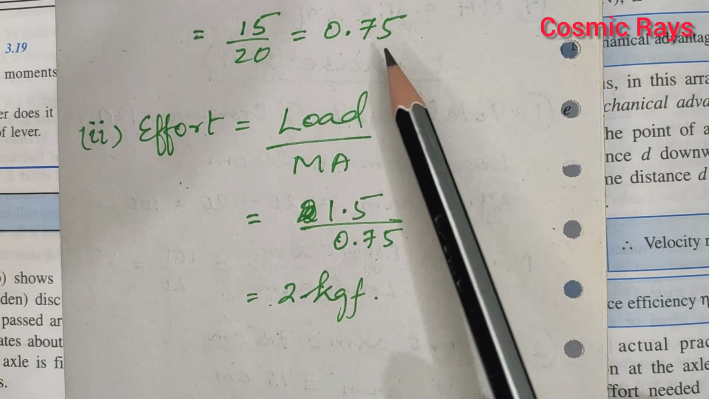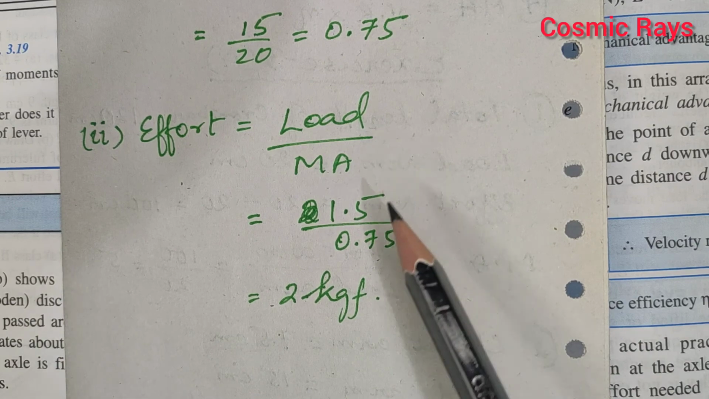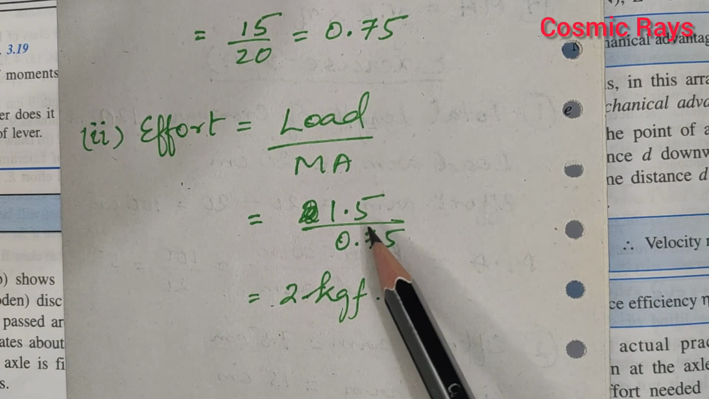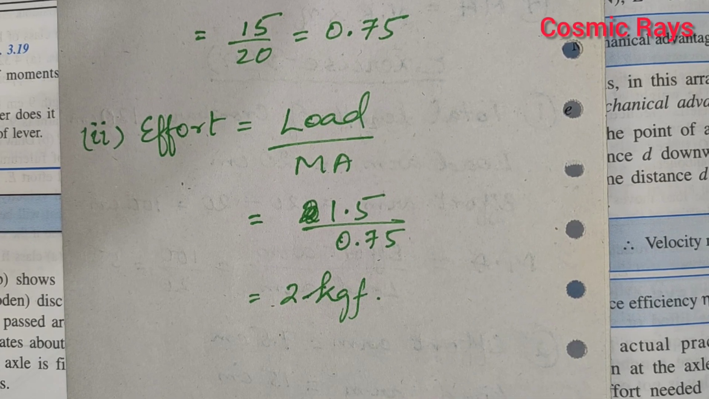So we have calculated the mechanical advantage here. Load is given to us, that is 1.5. So we write 1.5 divided by 0.75. This is a simple calculation and we get the answer as 2 kgf.